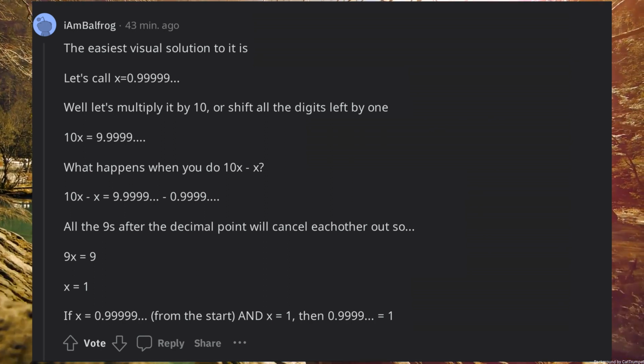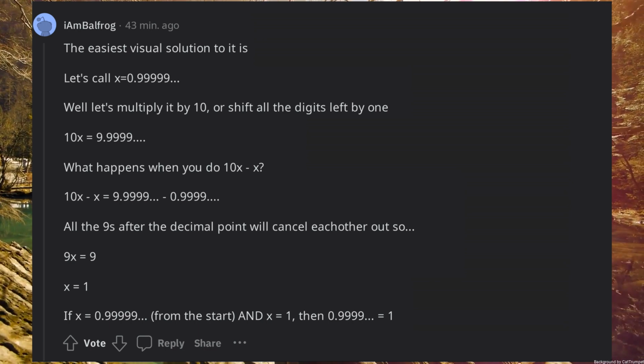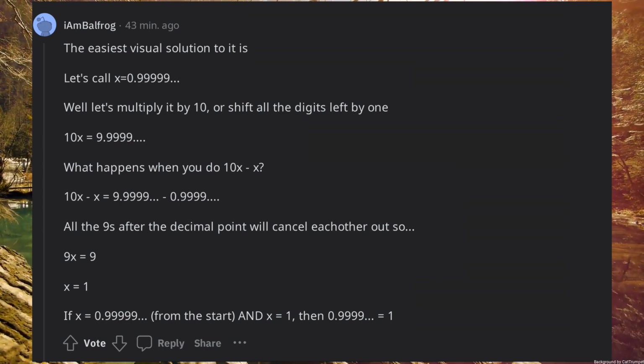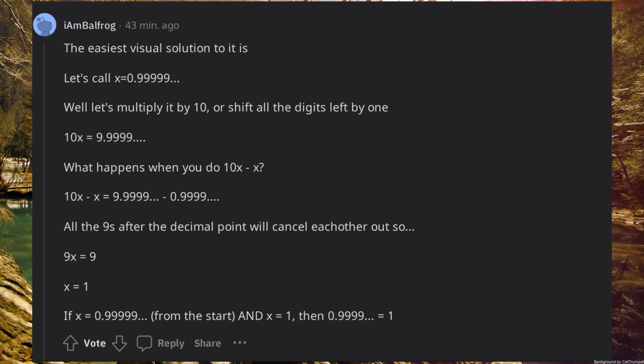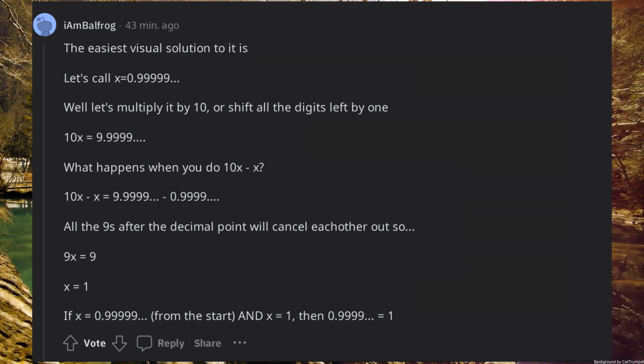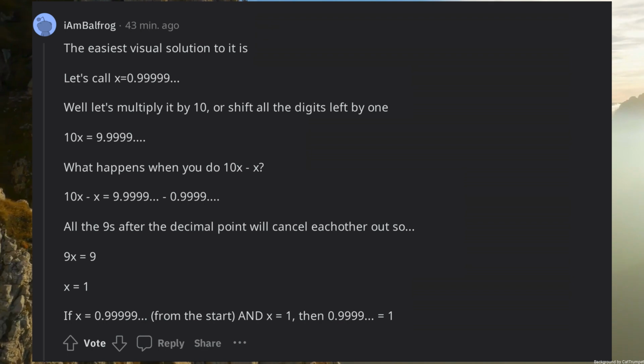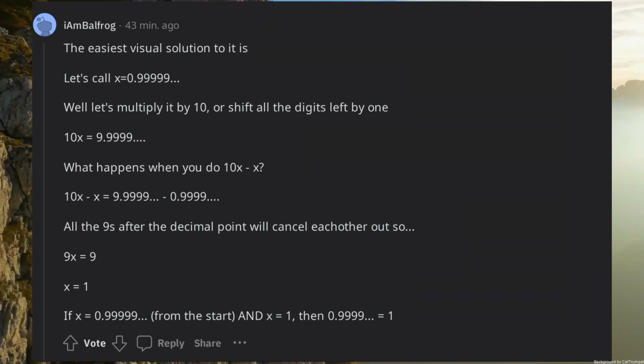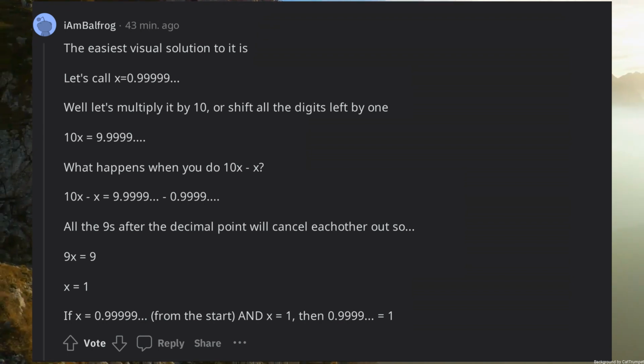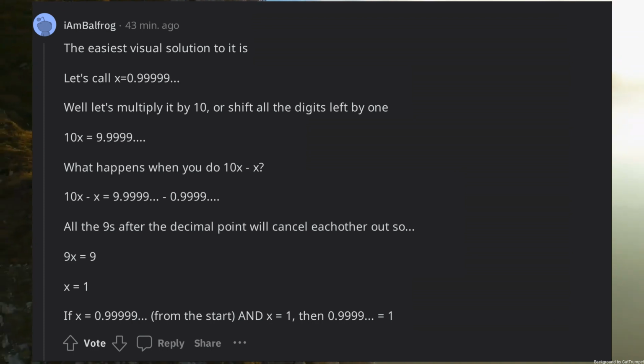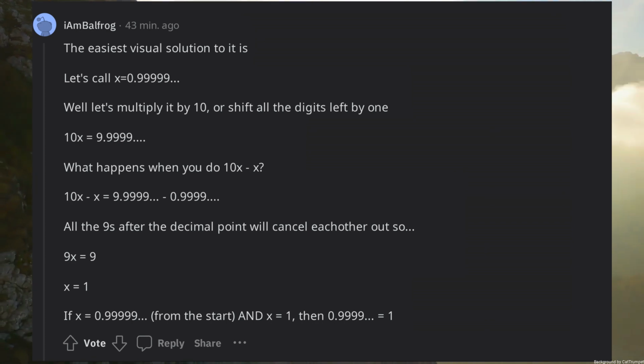The easiest visual solution to it is, let's call x = 0.99999... Well, let's multiply it by 10, or shift all the digits left by 1. 10x = 9.9999... What happens when you do 10x - x? 10x - x = 9.9999... - 0.9999... All the 9s after the decimal point will cancel each other out, so 9x = 9, x = 1. If x = 0.99999..., from this we get x = 1.